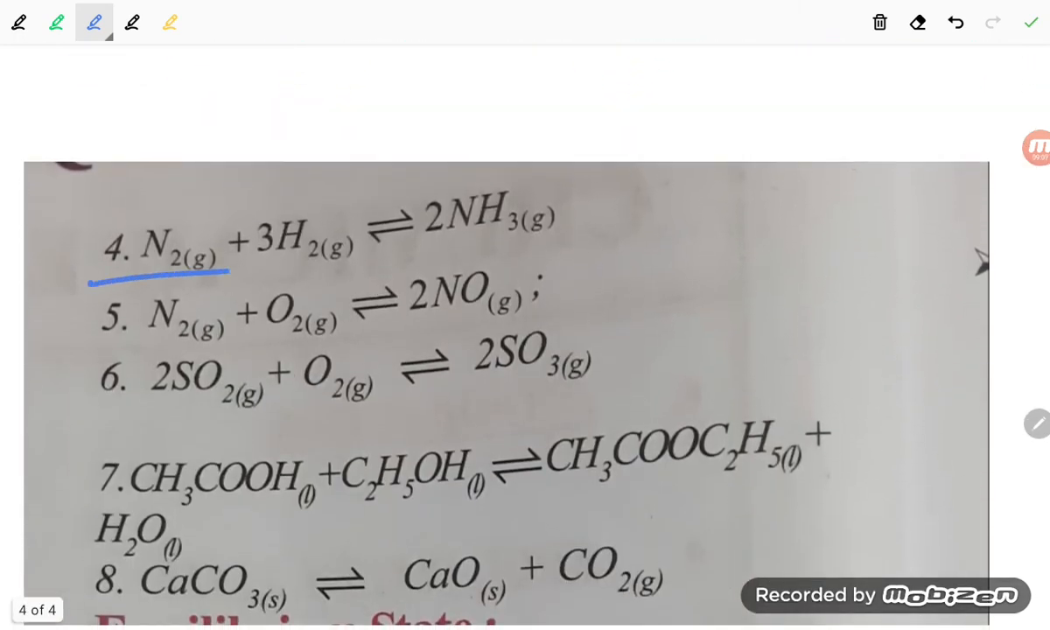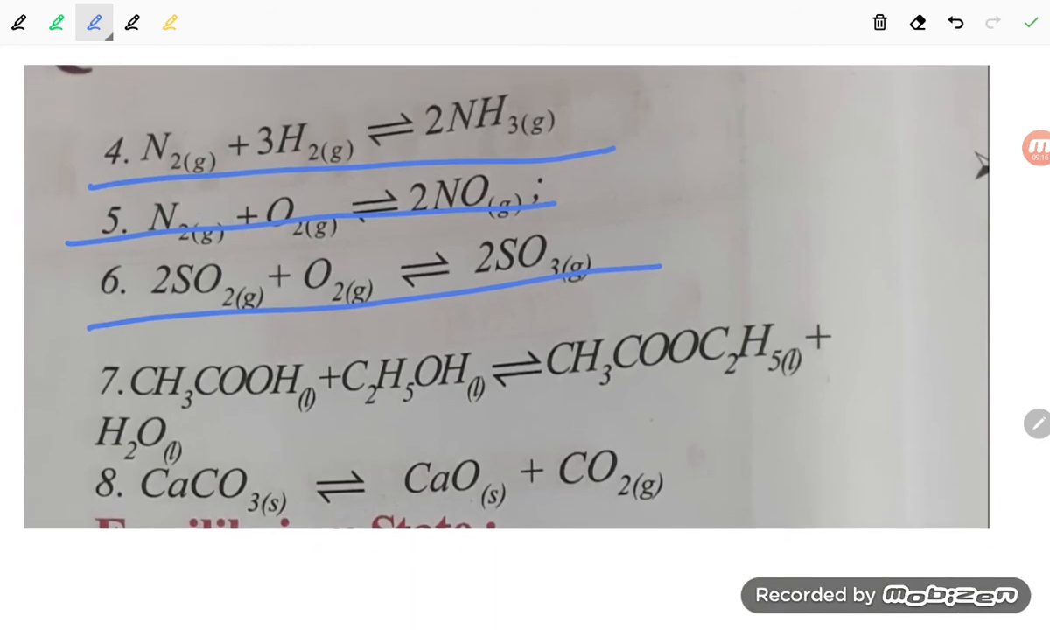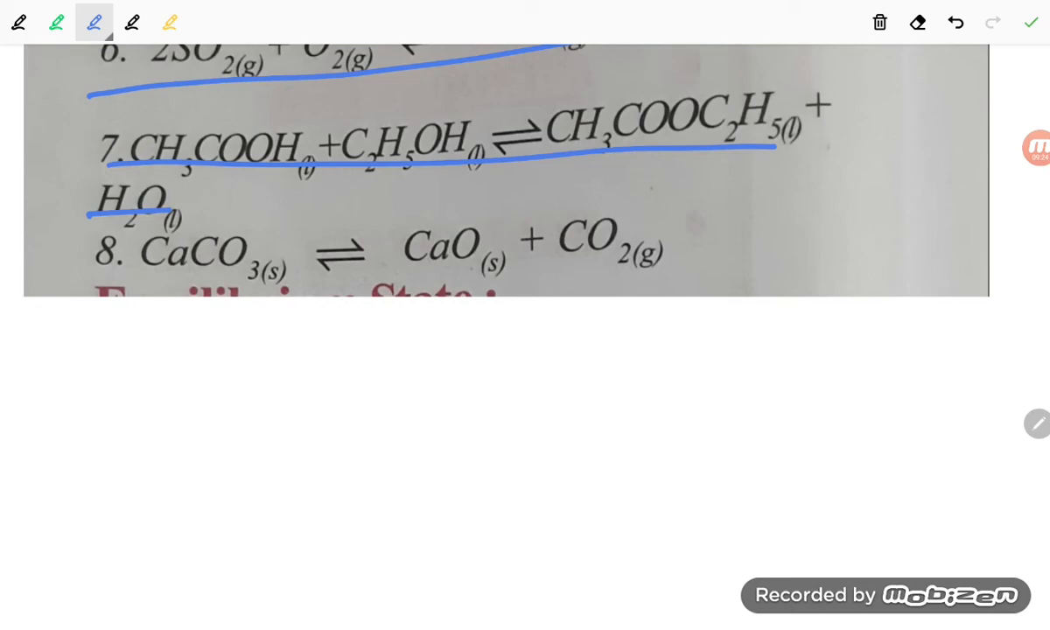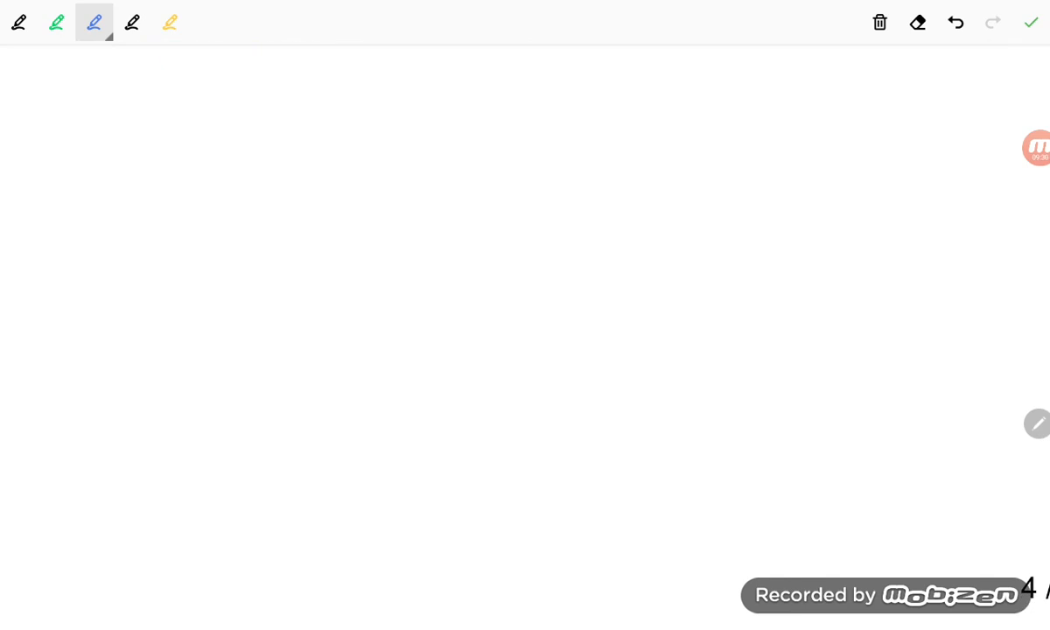Next, the formation of ammonia is also a reversible process. Formation of nitric oxide is a reversible process. Formation of SO3 is a reversible process. It means the same amount of product is converting into reactant and reactant into product. And the formation of an ester is also a reversible process. Calcium carbonate in aqueous solution is also a reversible process, student.